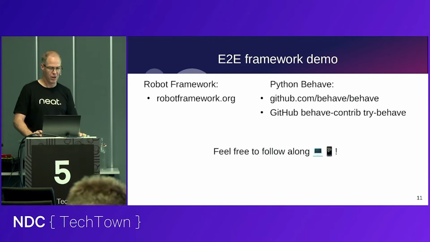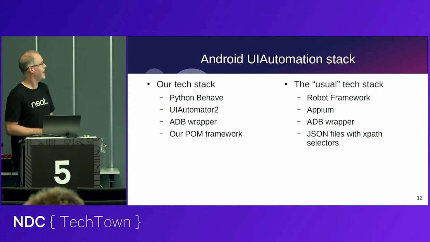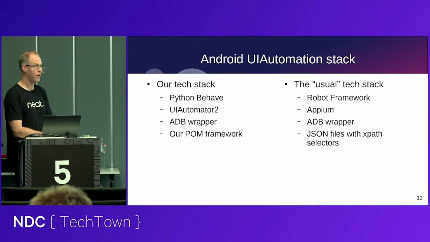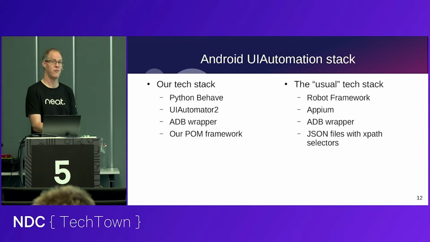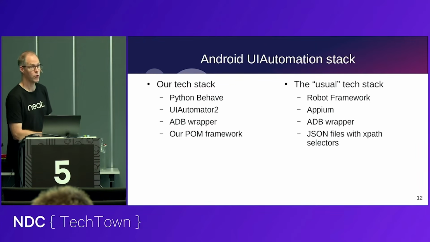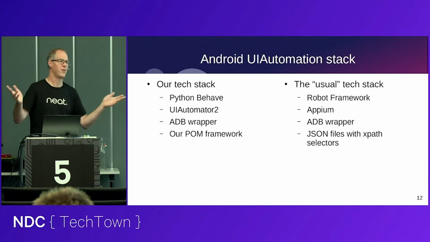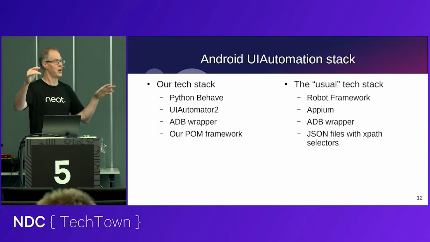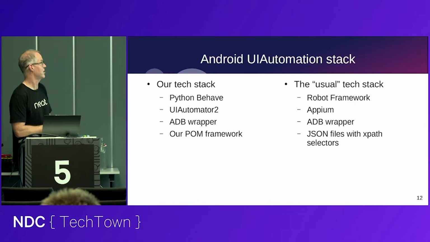So let's go on. I'll tell you a bit about our stack for end-to-end testing at Neat. So we use, obviously, Python Behave. We're Android-based software, so we use UI Automator 2. We use a wrapper for ADB, Android Debug Bridge. It's a wire protocol. It's kind of like, I worked before with embedded Linux. Then you had to sort of talk to Linux over SSH. Android has a built-in way of talking to the operating system and executing commands called ADB.